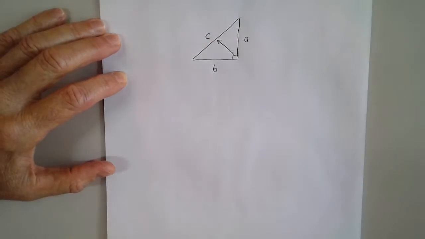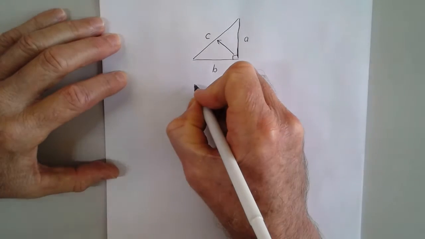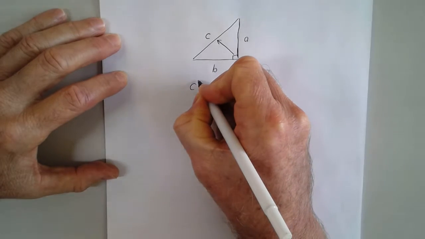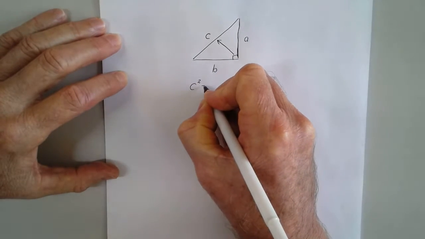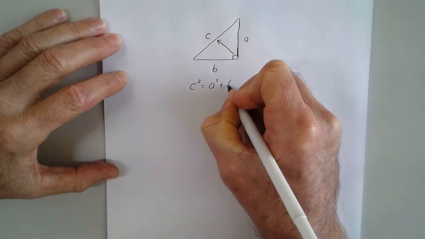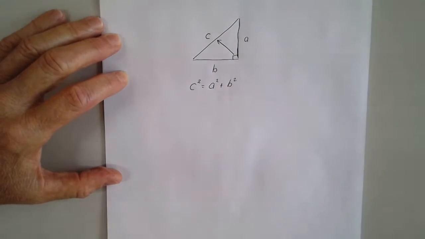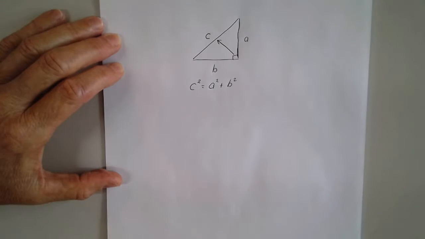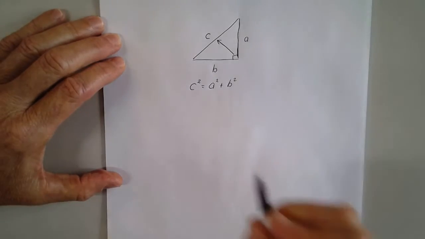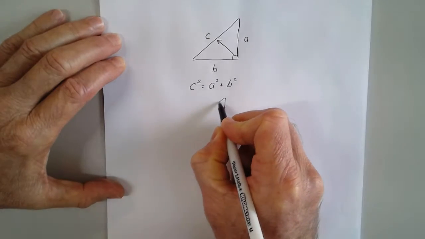It doesn't matter which side you call A and which side you call B. The Pythagorean Theorem states that the hypotenuse squared equals the sum of the squares of the other two sides. How we're going to use this theorem is to transpose it into two formulas. Firstly, to find the hypotenuse. So let's look at solving a problem and finding the hypotenuse.